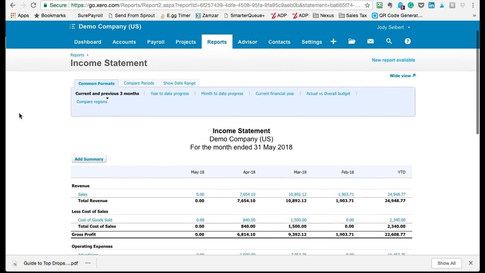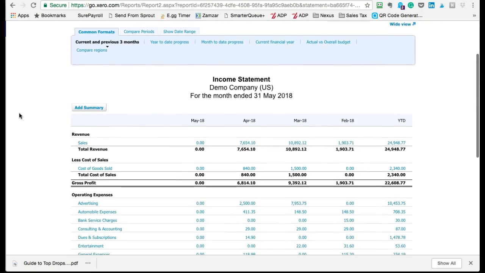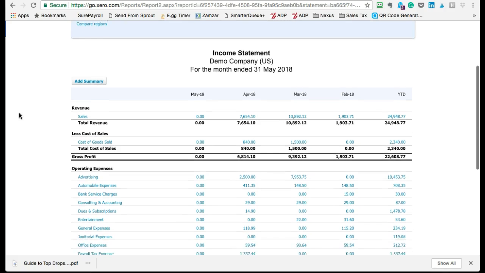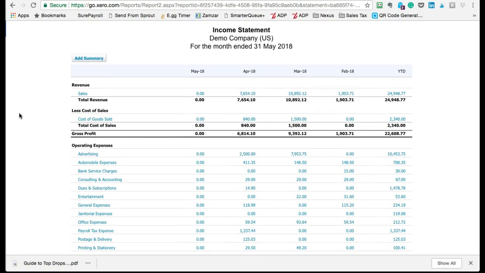And I happen to be in Xero on this one, but whatever accounting software you're using, you can run this, and you may need to do some playing around with settings to get what Xero automatically gives you. I have to say it's my favorite report.